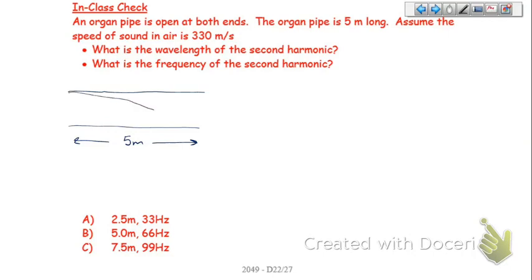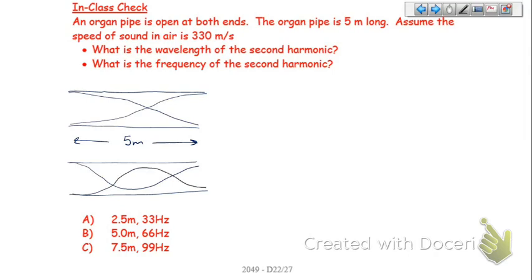I've got to do a bit of drawing here. That's going to be the first harmonic. And for these guys, it goes just in order of the patterns. So that's the second harmonic. You've got to be able to draw these patterns. And for this one, L is equal to lambda. So lambda is equal to L.